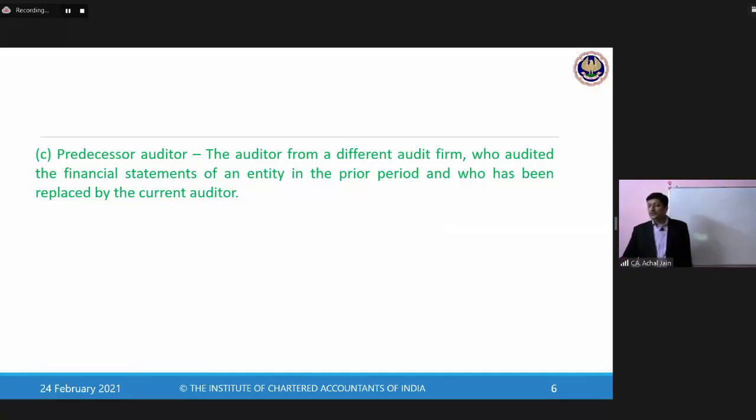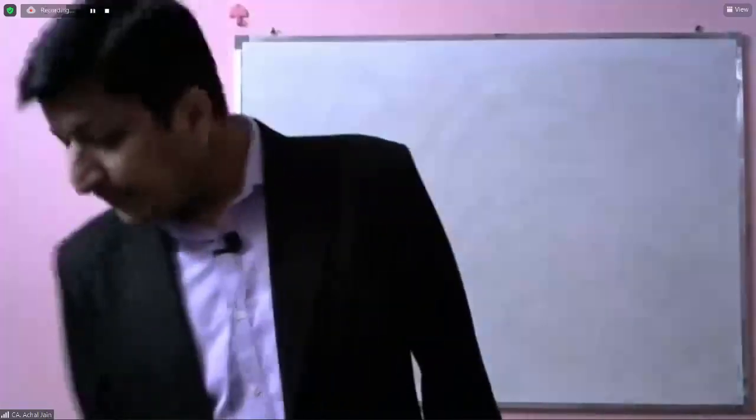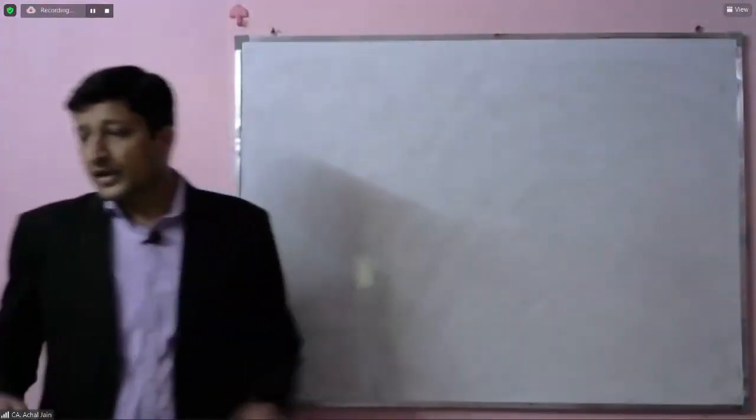predecessor auditor. That means the previous auditor: the auditor from a different audit firm who audited the financial statements of an entity in the prior period and who has been currently replaced by the current auditor. Now we can look at this situation with the help of one example. How should this situation really look?